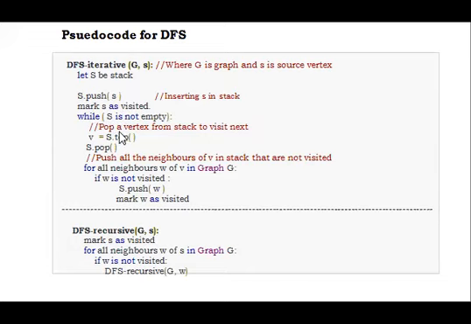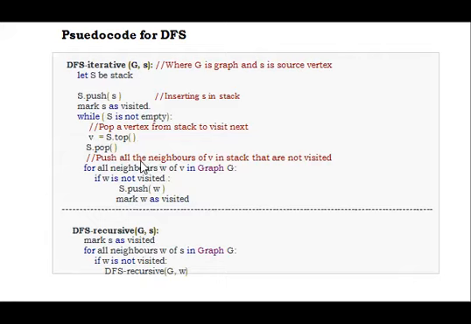If it is not empty, pop a vertex from the stack to visit next. The cursor will be blinking on the top of the stack for getting the data and storing inside the stack. So v equals s dot top of, and s dot pop off. If it is not empty, whatever we have to push into the stack will be taken from the top.